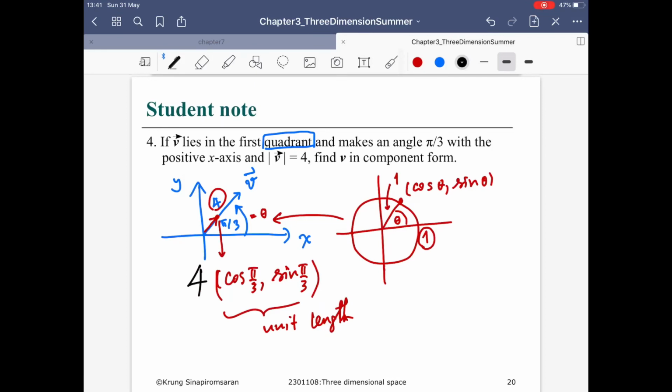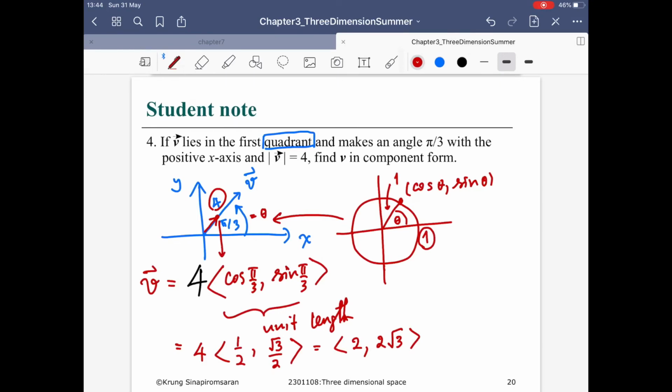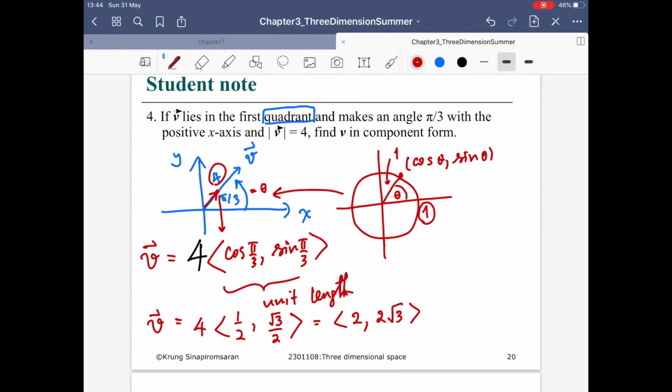Let me write it down as a vector. You use parentheses like this, or you can say that your vector v is simply cosine of pi over 3, which is 1/2, and sine of pi over 3, which is square root of 3 over 2, times 4. Or you can simply multiply the 4 in, so you get 2 and 2 square root of 3. That will be your vector v.